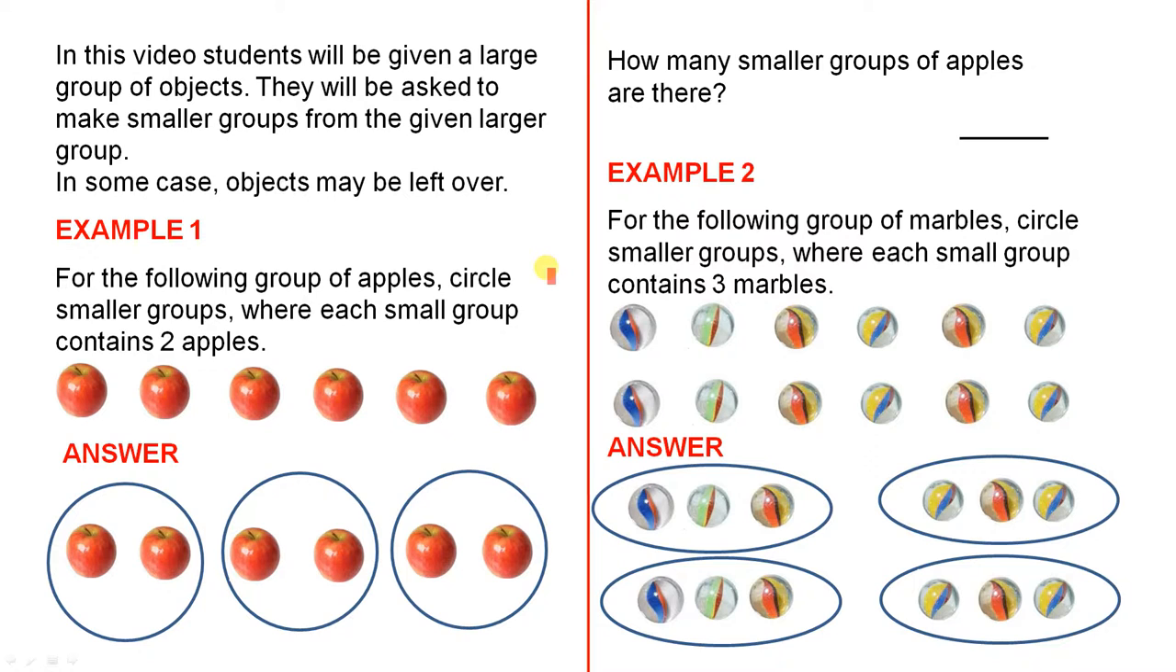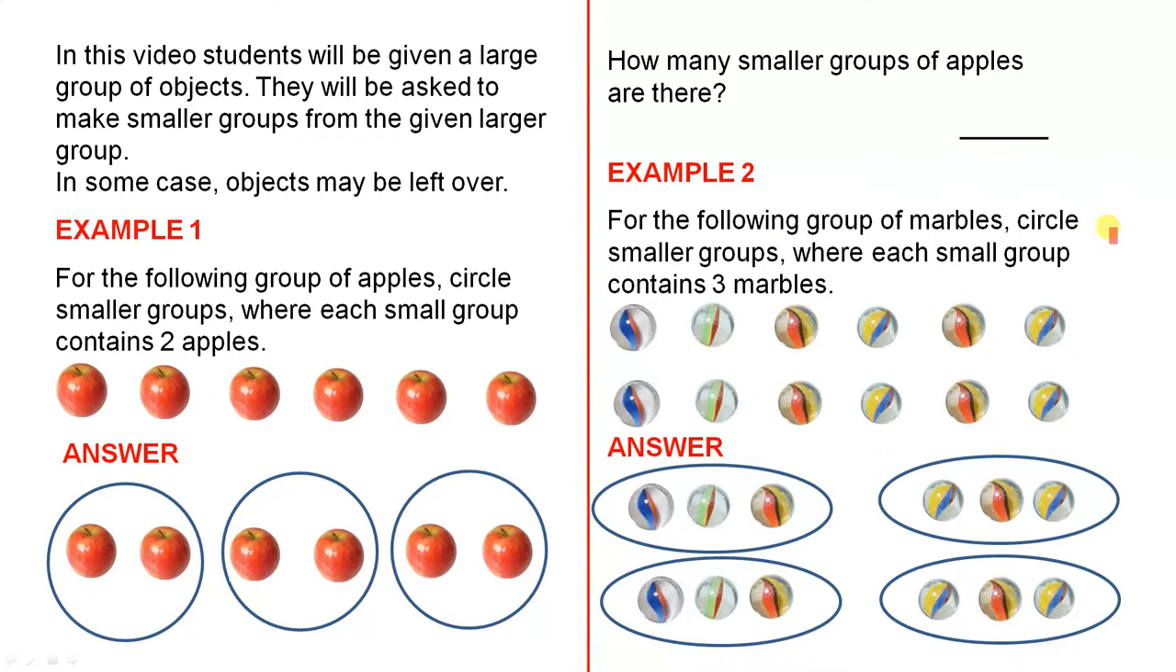Example 1. For the following group of apples, circle smaller groups where each small group contains 2 apples. So here we have 6 apples. So to get the answer, circle 2 at a time and you end up with these groups. And you could be asked the question, how many smaller groups of apples are there? You write the answer there.